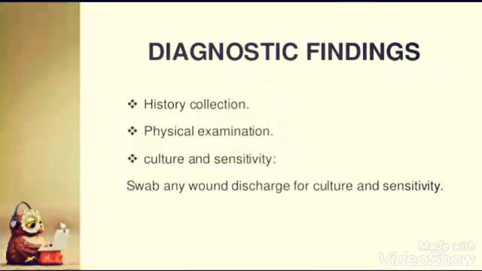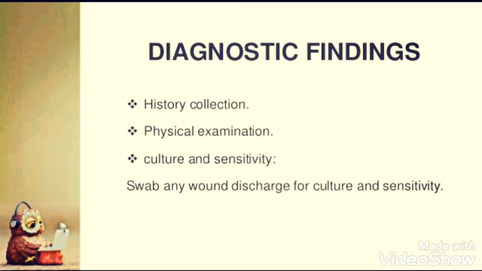First is history collection. In the patient history, we try to know about the past history, whether he has undergone any injury or accident, or any other infection or medical history. Then physical examination, where we try to find out the signs and symptoms like pain, tenderness, swelling. Then we'll go for the culture and sensitivity test. Swab any wound discharge for culture and sensitivity.